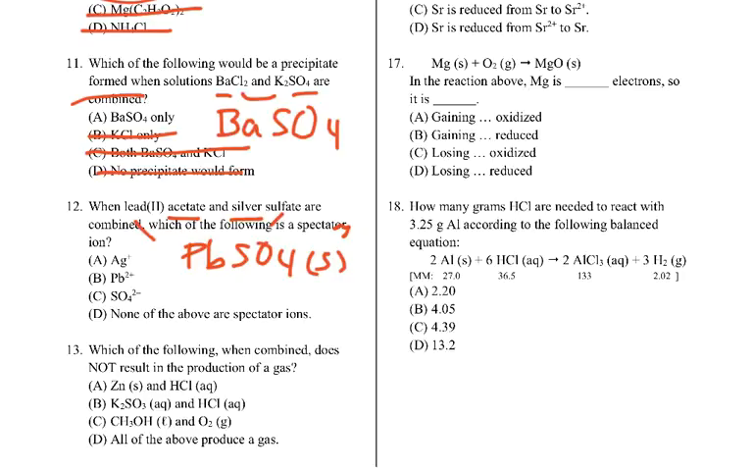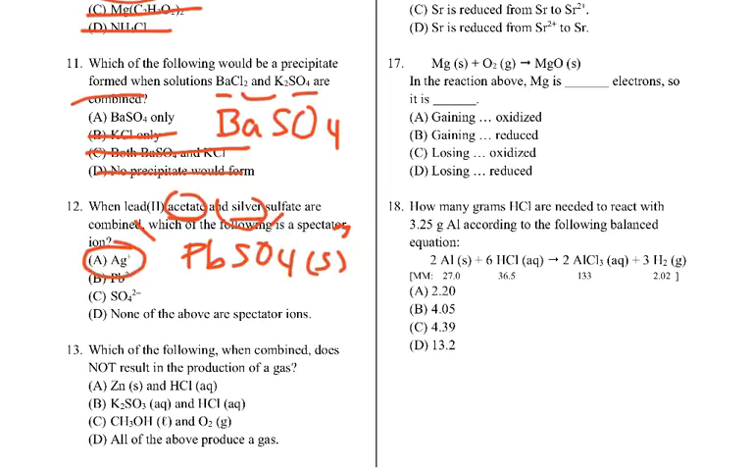So the other two ions could be our spectator ions, silver and acetate, unless they react, and they don't. So silver and acetate, because acetate compounds are soluble. So which of the following is a spectator? Silver is a spectator. If acetate was a choice, that would be a spectator too. So the answer is A.